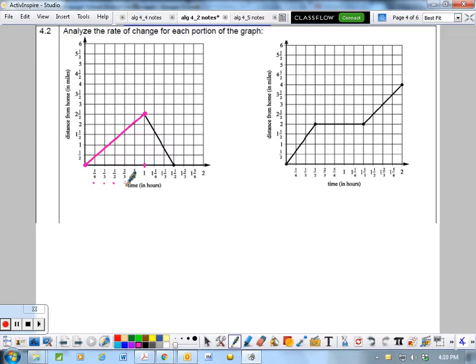So when I'm looking at this first pink segment, for the rise, I am going up 2.5 miles. And then when I go over, we're going over 1 hour. I apologize for that. So 2.5 miles in 1 hour. And so that was pretty easy. It tells us our speed right there. There's no real simplification: 2.5 miles per hour.